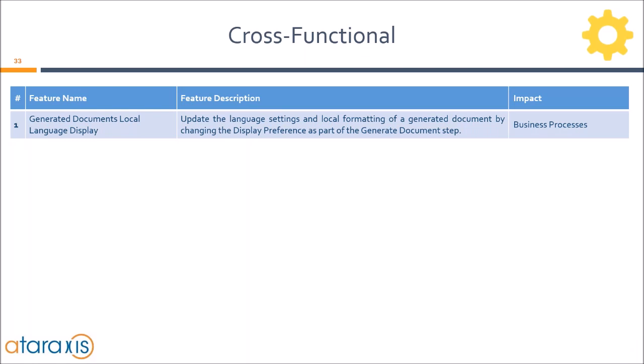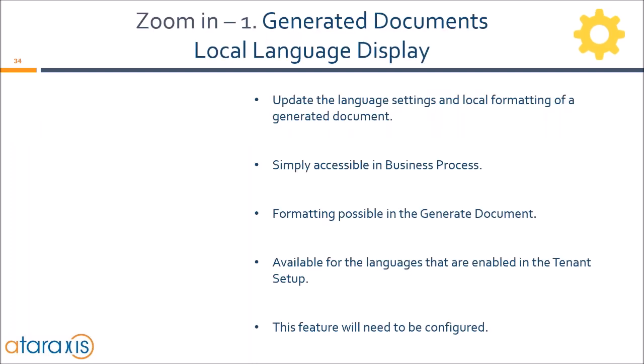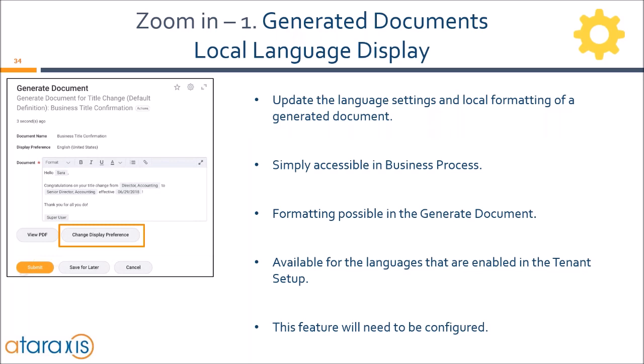Then we have the cross-functional module. That's not really a module, but. So the first one is the opt-in. You have a generate documents local language display. I also have a zoom in for this one. What it does is update the language settings and local formatting when generating a document.